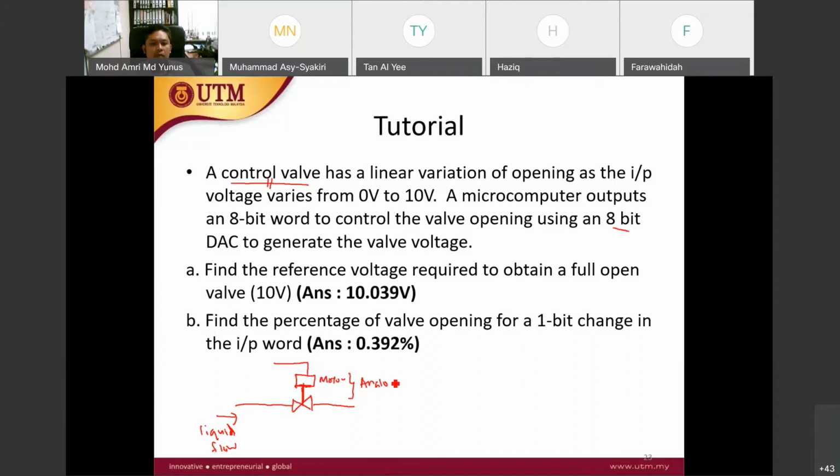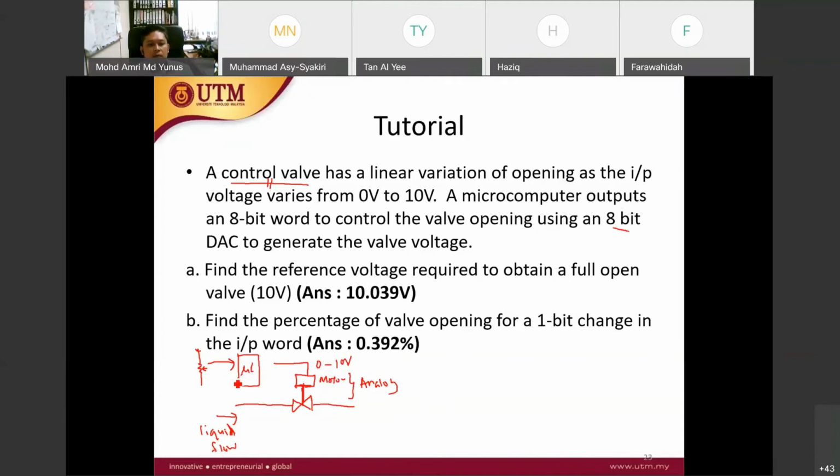So the input range for the motor is 0 to 10 volt. Basically, you have a microcomputer. Your microcomputer may receive an input, let's say, from a variable resistor, or maybe it is connected to another system which receives information from a remote server, for example.